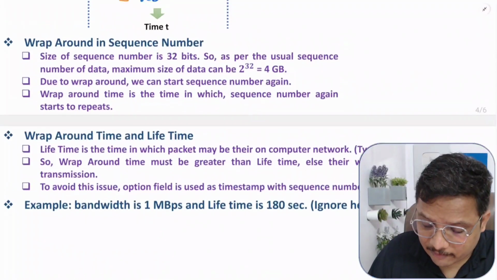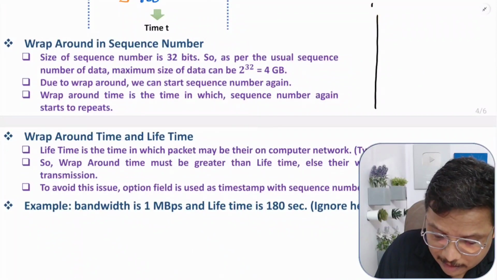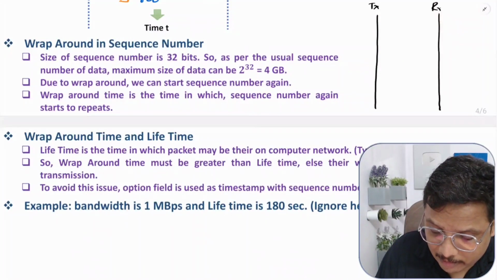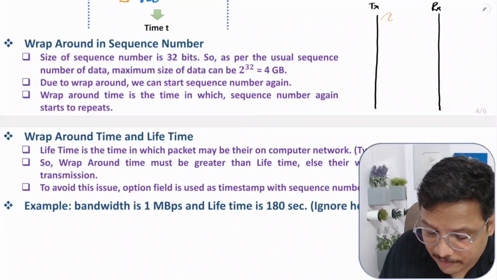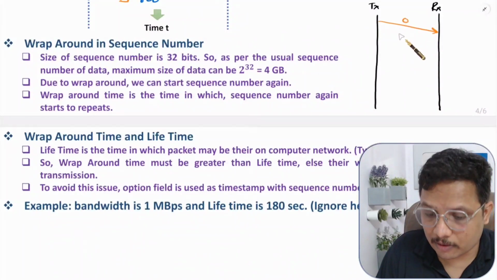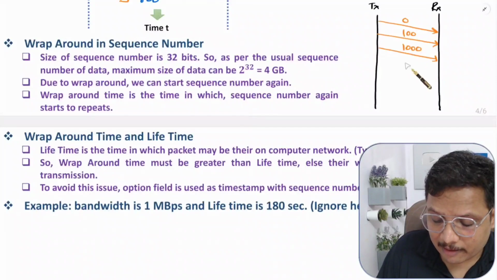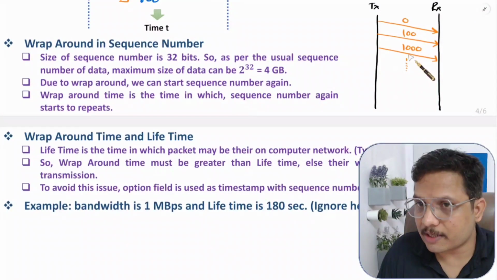See here, say we have a transmitter here and a receiver here. In between the transmitter and receiver there will be frame transmission. Let us say we start frame transmission here with sequence number 0. Then we forward frames in sequence. Here we have sequence number 100, here 1000, and we keep on sending frames with the sequence numbers mentioned here.